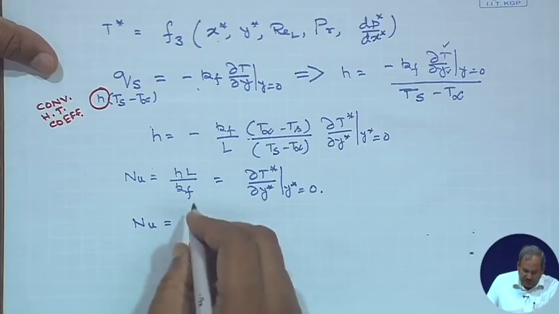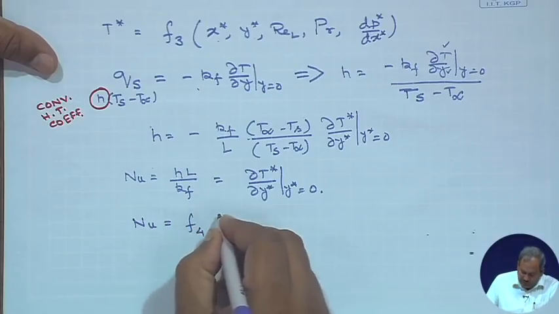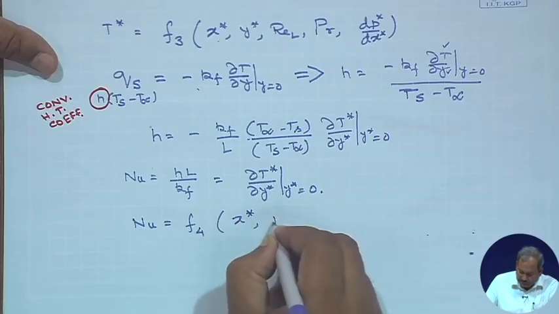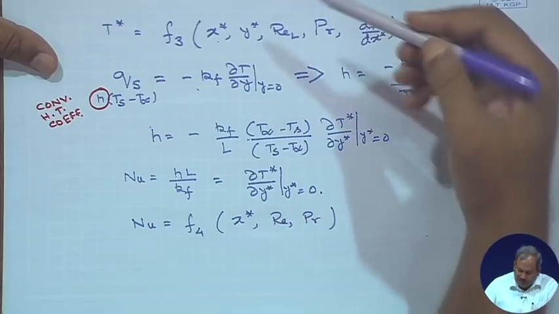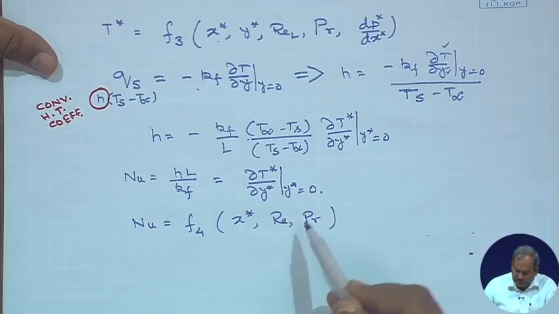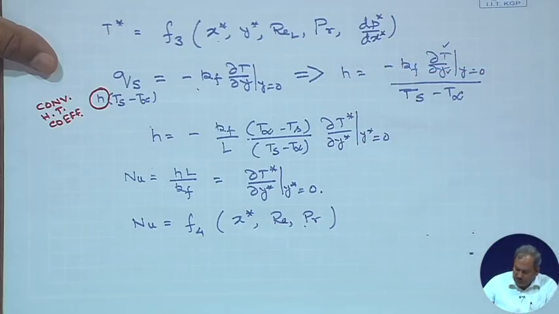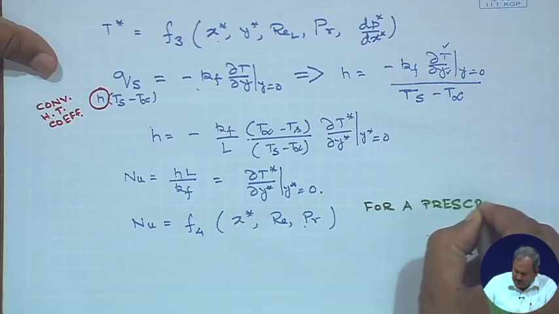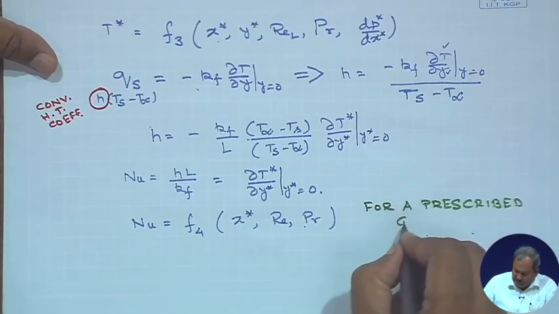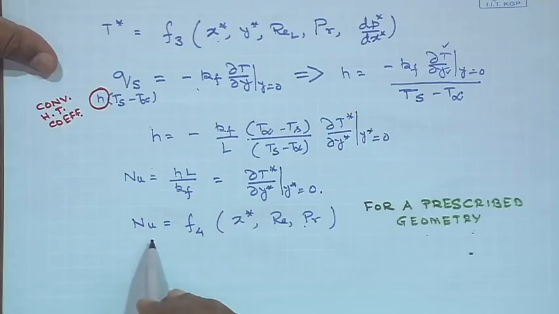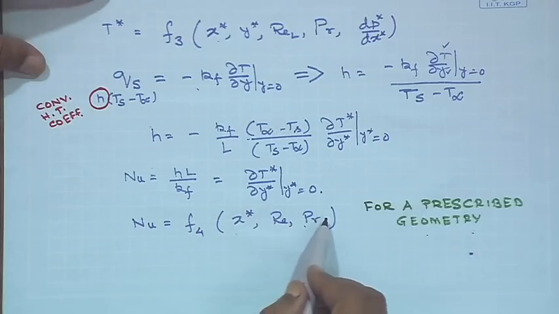So, we look at this and we are trying to see the functional form of Nusselt number. Let us call it F4. The functional form of Nusselt number would contain X star, Reynolds number and Prandtl number. Since we have specified the value of y at y star equal to 0, y star does not appear in the functional form. This is for a prescribed geometry, and since the geometry is known to me, dp dx can be obtained independently, and that is why it does not appear in this expression. Therefore, Nusselt number is equal to a function of X star, Re and Pr.